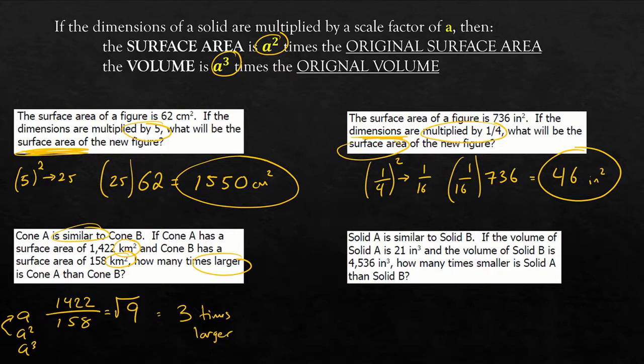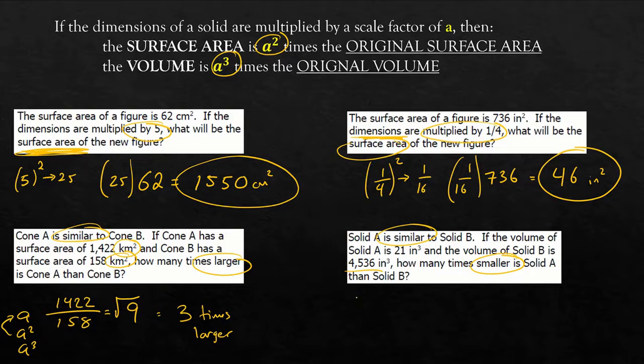Looking at this last one, it says solid A is similar to solid B. So we already know that they are proportional. So the volume of solid A is 21, and the volume of solid B is 4,536. It says how many times smaller is solid A than solid B. So if we're talking about smaller, that means that we need to have some kind of reduction, right? But we have to be careful on how we talk about this, and you'll see what I'm talking about.